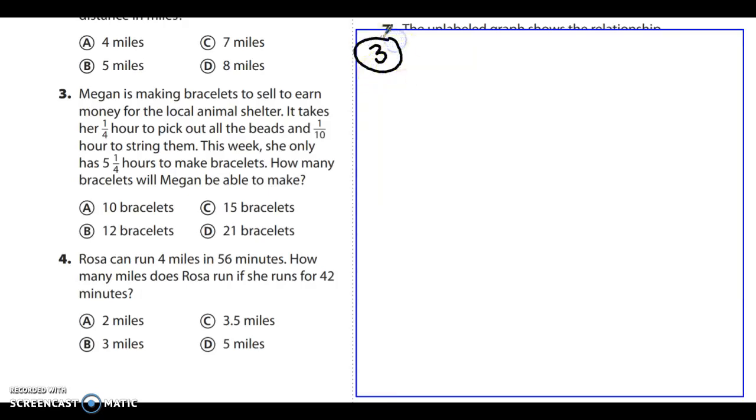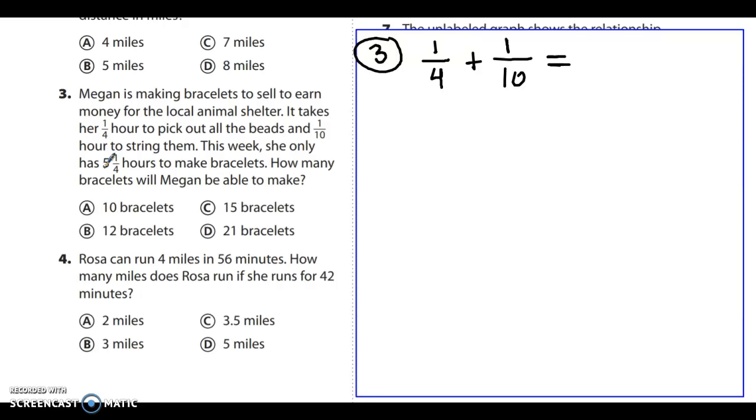It's a multi-step problem. Number 3 reads, Megan is making bracelets to sell to earn money for the local animal shelter. It takes her 1/4 of an hour to pick out all the beads and 1/10 of an hour to string them. So while it doesn't say this exactly, it does tell you that it takes her 1/4 of an hour plus 1/10 of an hour to make a bracelet. So that's one thing you're going to have to do. And then later it says this week she only has 5 1/4 hours to make bracelets. How many bracelets will Megan be able to make? So later on, after I get the answer to this, I'm going to then divide 5 1/4 by this answer. So this is how long it's going to take her to make a bracelet.